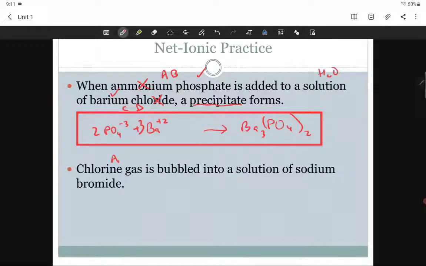Bubbled into a solution. Again, solution means you have water available. And sodium bromide. Sodium bromide, we'll call that BC. You could call it whatever letters you want. I'm just starting at the beginning of the alphabet. So A plus BC. That's a single replacement. That means the A has to replace the part that it's able to replace in BC.